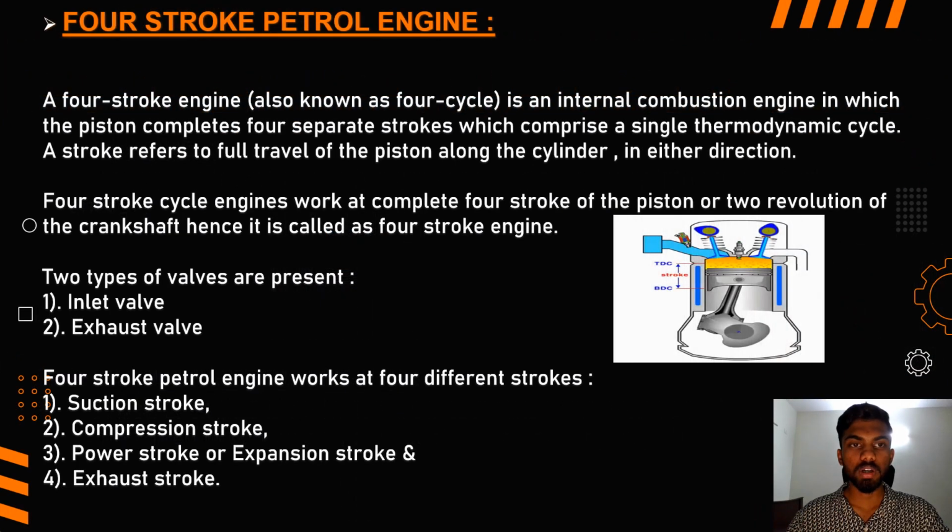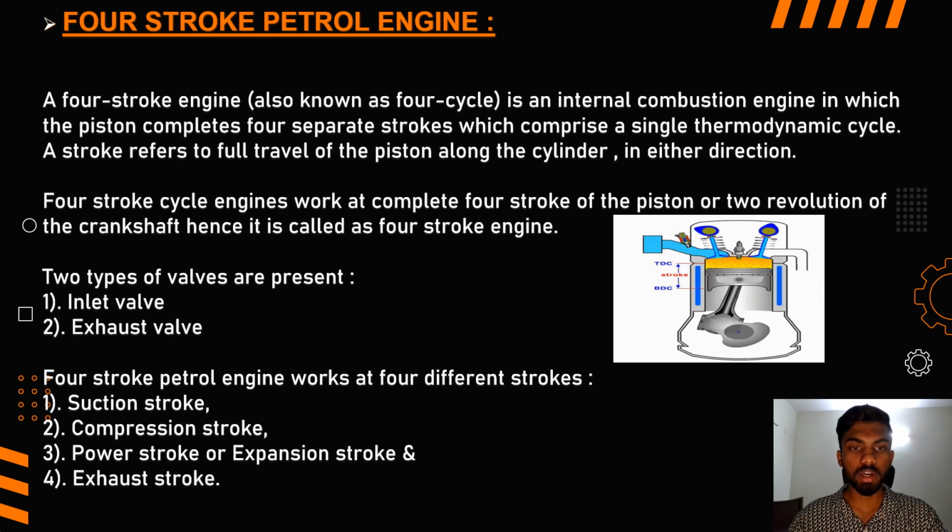A 4-stroke petrol engine, also known as a 4-cycle engine, is an internal combustion engine in which the piston completes 4 separate strokes which comprise a single thermodynamic cycle. A stroke refers to the full travel of the piston along the cylinder in either direction. A 4-stroke cycle engine works at a complete 4 strokes of the piston or 2 revolutions of the crankshaft. Hence it is called a 4-stroke engine.